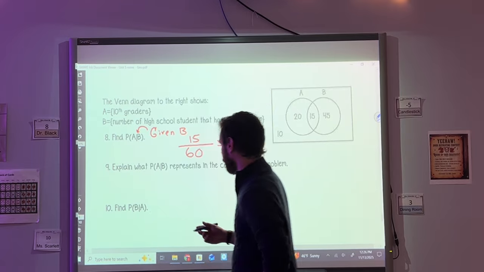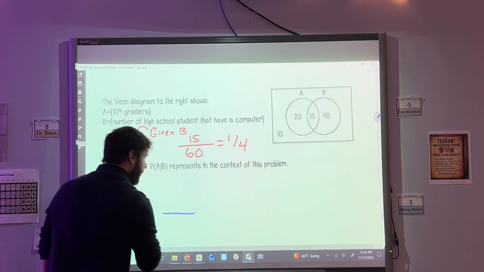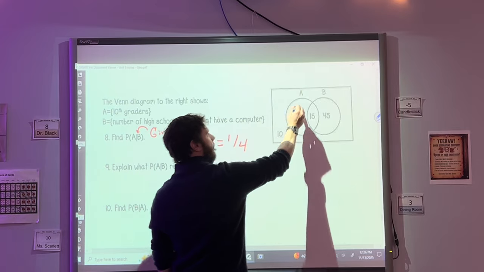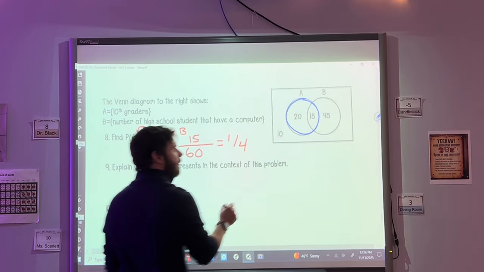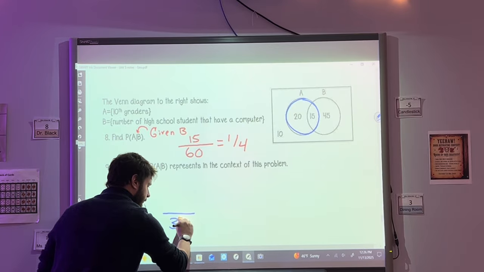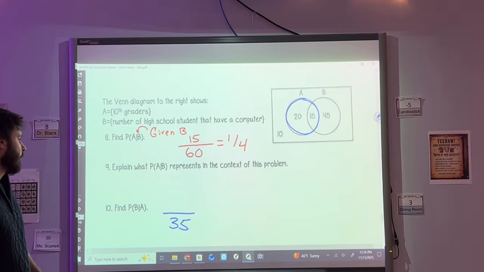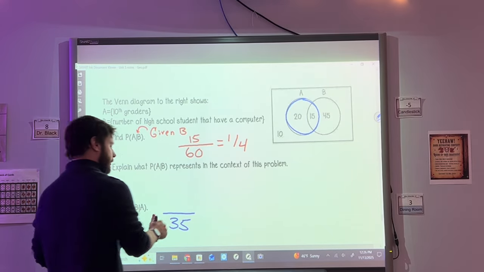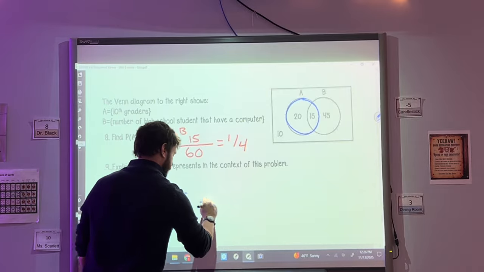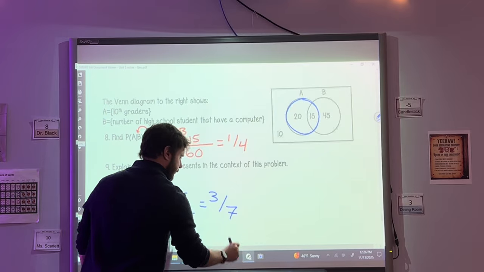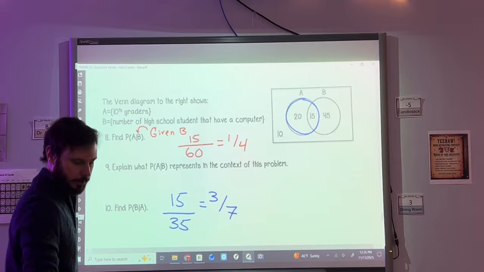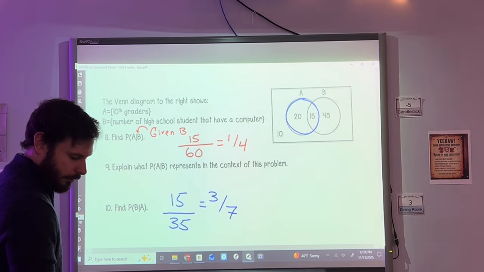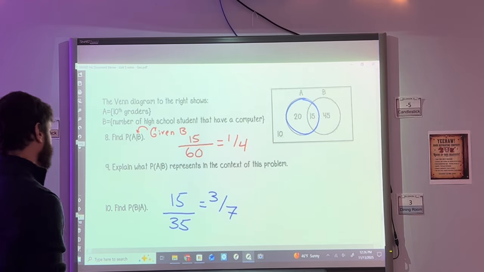Find the probability of B given A. So, probability of B given A. How many are in A? 35. Of those 35 in A, how many also happen to be in B? Well, it's still 15. So 3/7.